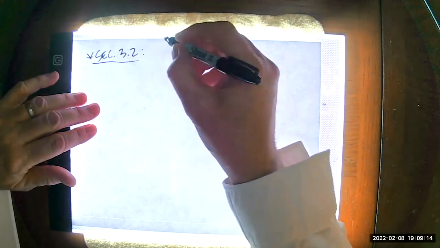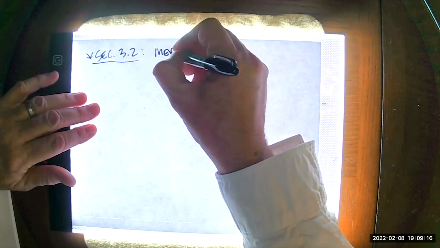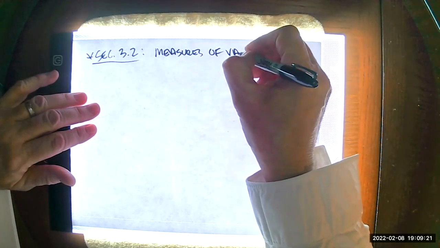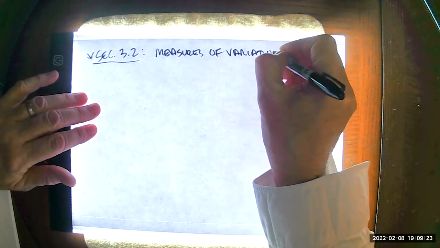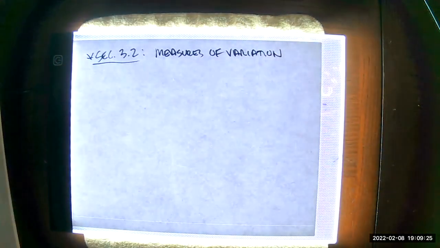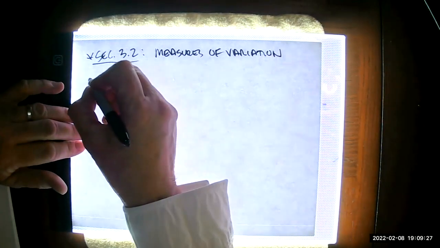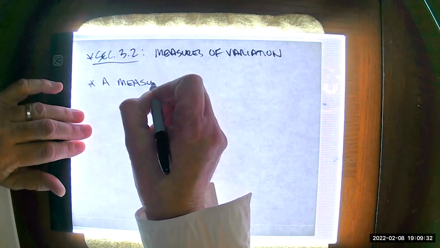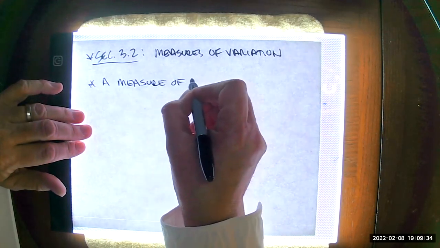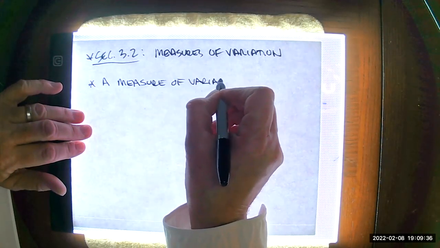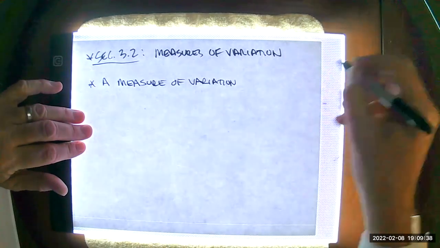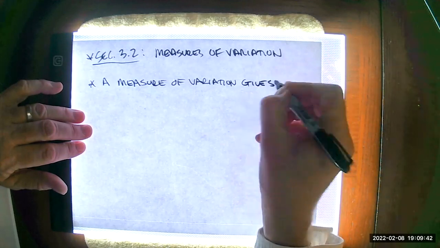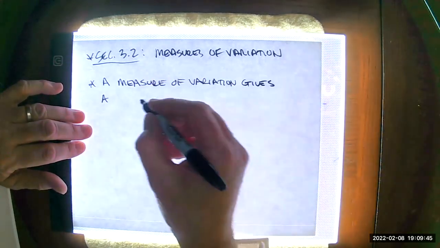Section 3.2, measures of variation. So, a measure of variation gives a value to the spread of the data.